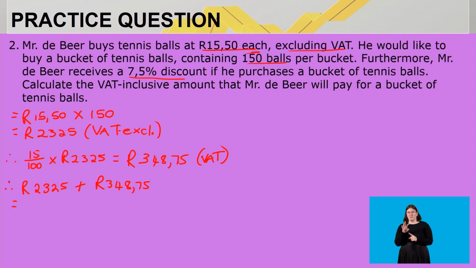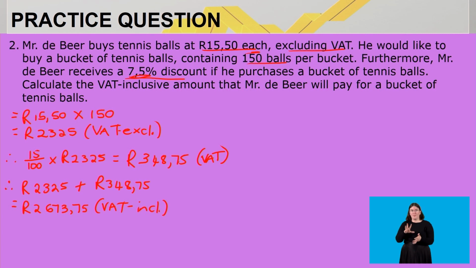So it's 2,325 Rand plus your 348 Rand and 75 cents. So this will give us an amount of 2,673 Rand and 75 cents. This we call now our VAT inclusive amount. But guys, I want us just to take a minute to see here, right? Remember, if Mr. De Beer buys a bucket, he'll get a discount of 7.5%. Are we clear on that?